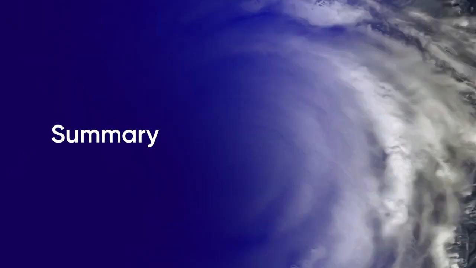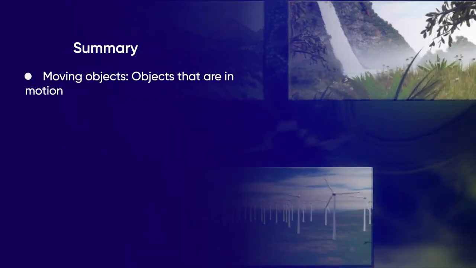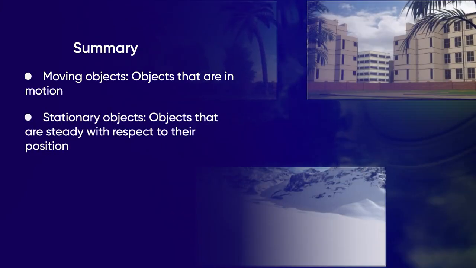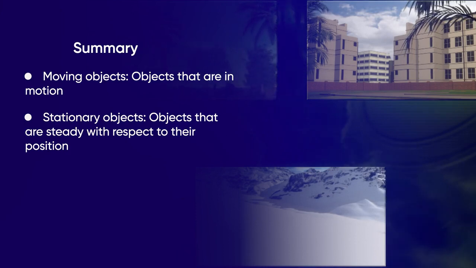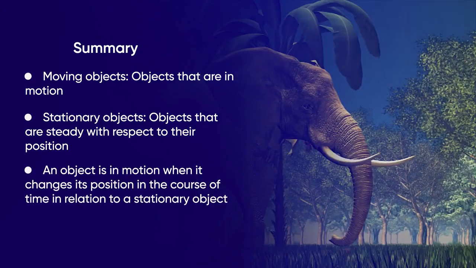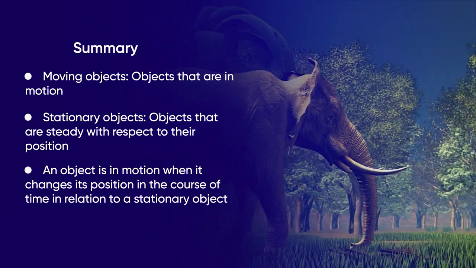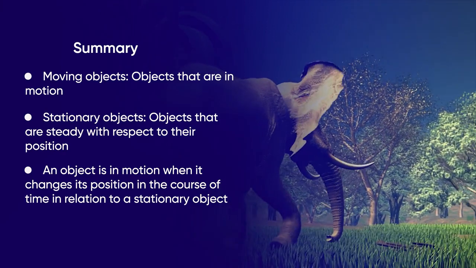Let's summarize what we have learned. The objects in motion are called moving objects. The objects which are steady with respect to their position are called stationary objects. An object is said to be in motion when it changes its position in the course of time in relation to a stationary object.